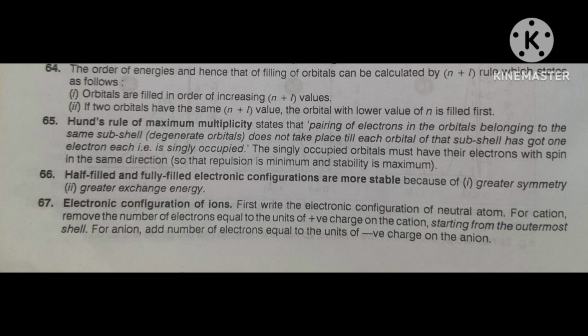Correct? The singly occupied orbitals must have their electrons with a spin in the same direction, so that the repulsion is minimum and stability is maximum. First singly, all will be in the same direction. Correct? In each orbital one electron is there. Then they will feel stable. Repulsion will be minimum. If in all orbitals a single electron is there, then there will be no repulsion.